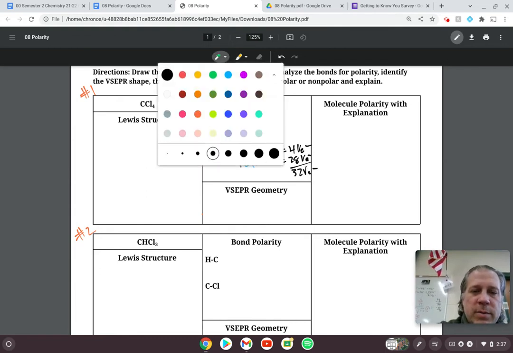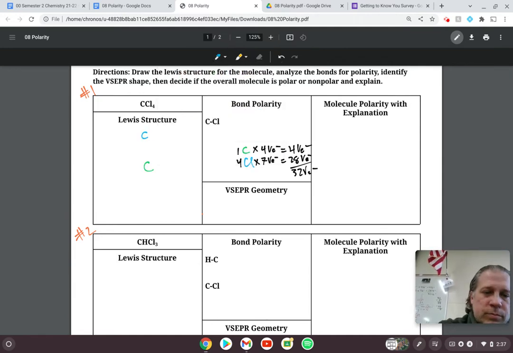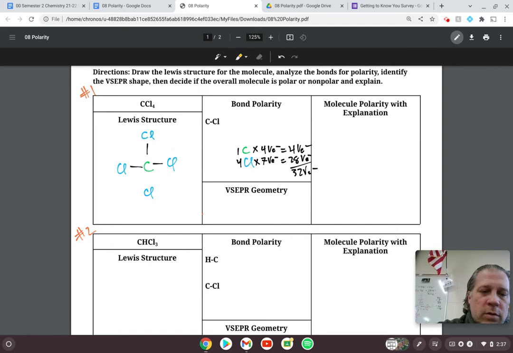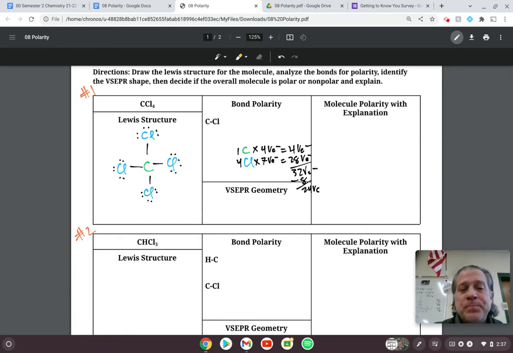So the next thing I'm going to do is I'm going to take my carbon, put it in the middle. I'm going to bond my chlorines to it with single bonds. And at that point, I've used 2, 4, 6, 8. So that leaves me with 24 valence electrons. So I'm going to add dots in pairs until I've used all remaining 24. So I've used 2, 4, 6, 8, 10, 12, 14, 16, 18, 20, 22, 24.